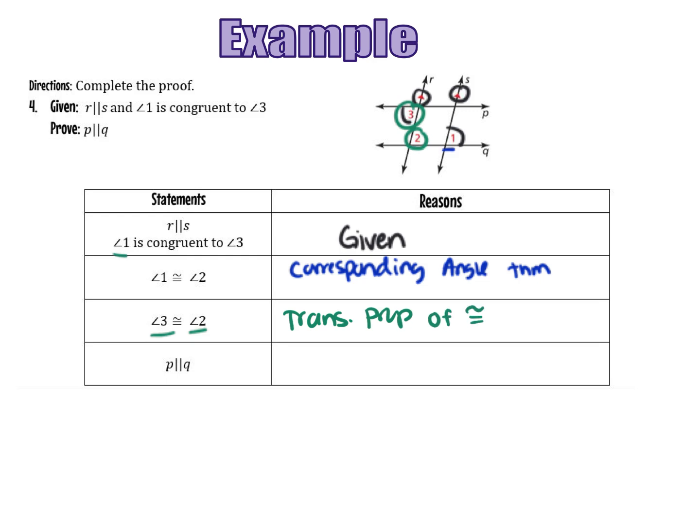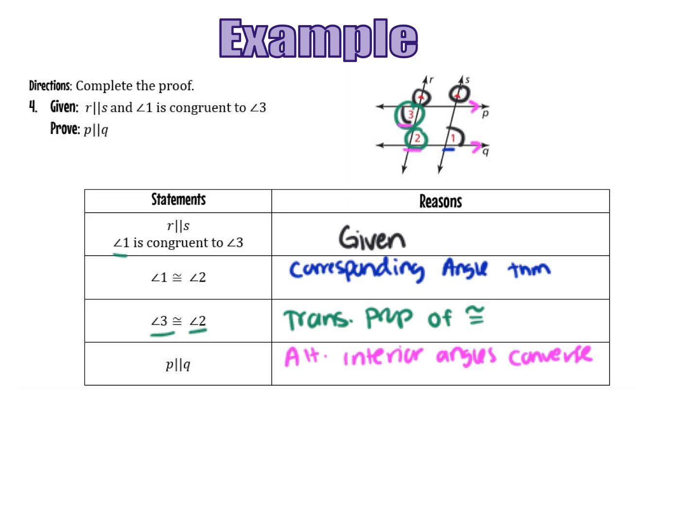So if I can say that angles 3 and 2 are congruent, then I can say that lines P and Q are parallel. These two lines must be parallel by what kind of angles are these? These are alternate interior angles. So this is going to be the alternate interior angles converse. And there we have it.